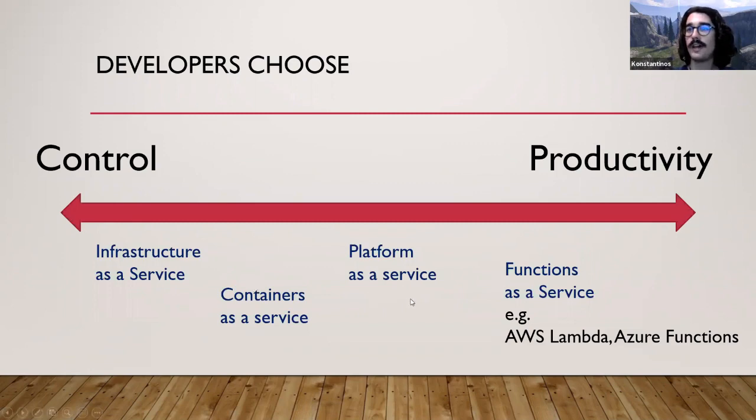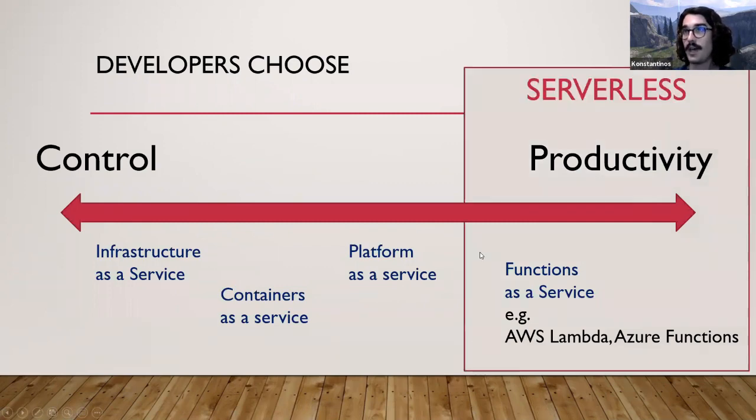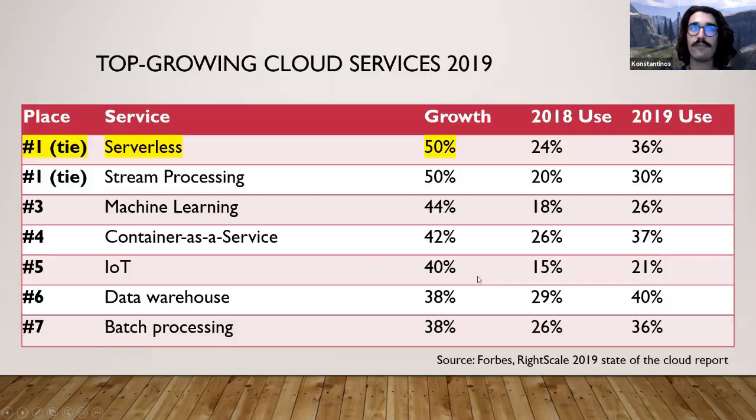To address those, serverless is a solution and a model that gives developers less control, but allows for more productivity. And a lot of cloud providers actually support it already, like AWS and Microsoft. And to convince you that people believe that these are pretty useful, this is a cloud report that shows that serverless in 2019 was the top growing service, even more than machine learning.